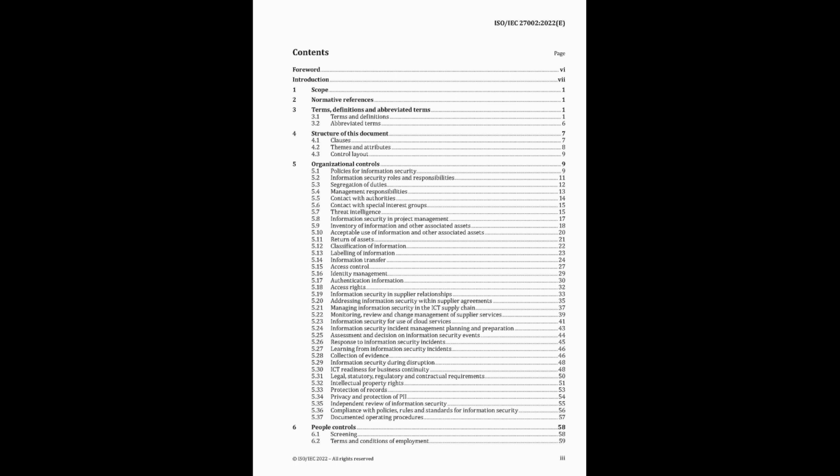And 5.27. Learning from information security incidents. Don't waste a crisis. Absolutely. Use the knowledge gained to strengthen controls. Purpose. Reduce likelihood or consequences of future incidents. So you need procedures to quantify incidents, types, volumes, costs, and review them to find causes and improvement opportunities. Yes. Analyze what went wrong, how the response went, and what needs fixing. Continuous improvement loop.